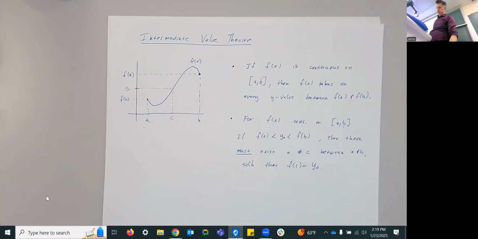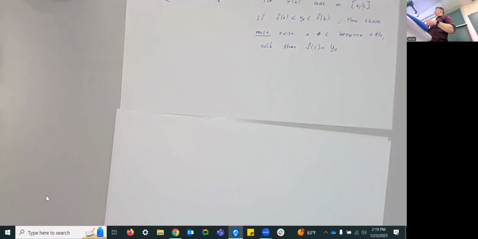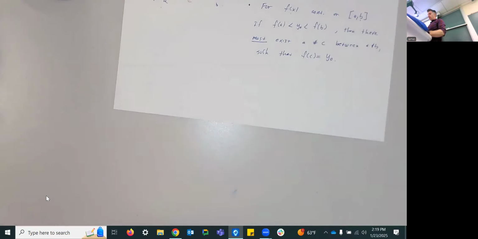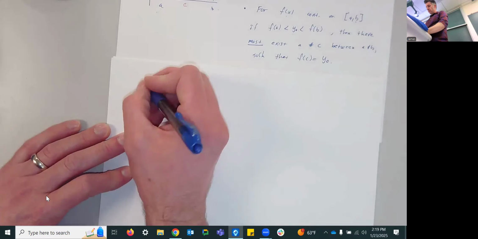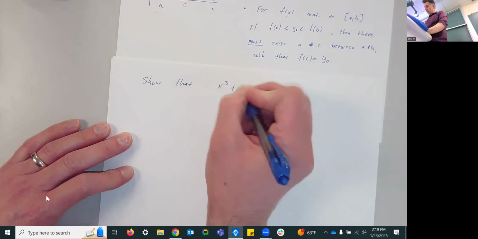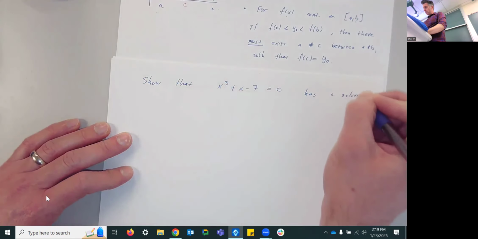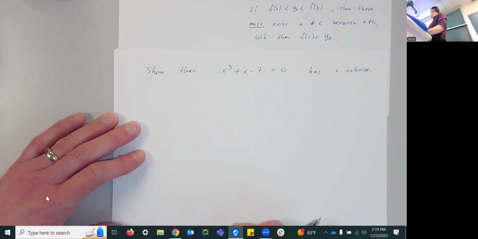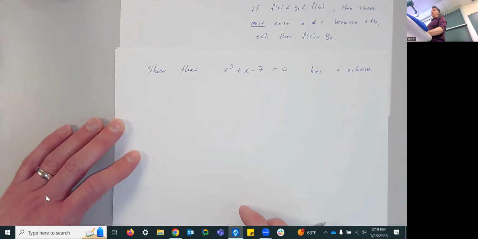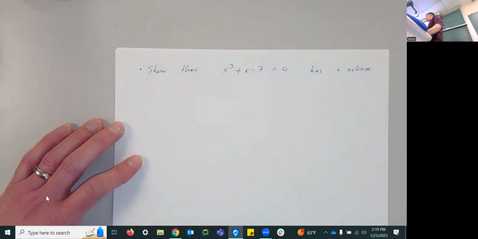Let's look at two examples. That is mostly what the intermediate value theorem is used for, is to show that an equation has a solution, even though we probably can't actually find it. So here's one example. Show that x cubed plus x minus 7 equal to 0 has a solution. And somewhat unkindly, I didn't tell you on what interval. Deal with it. That means you get to pick.